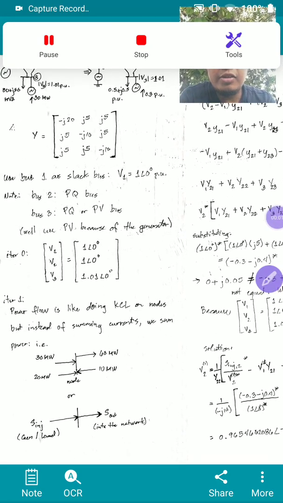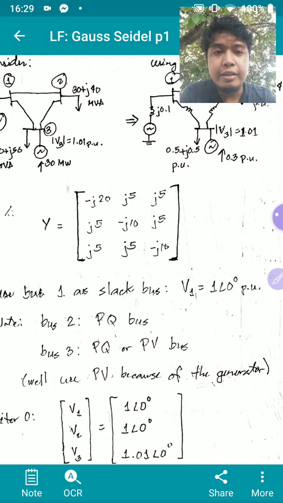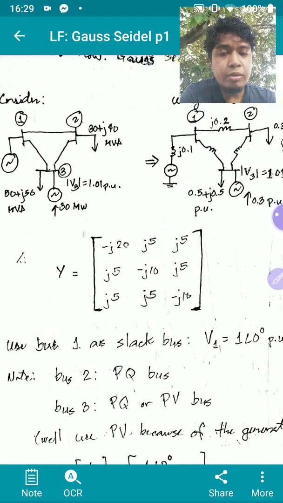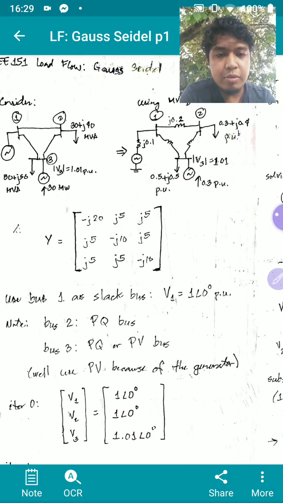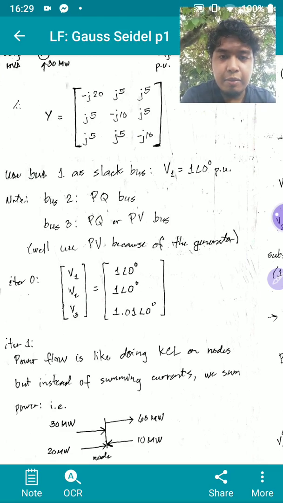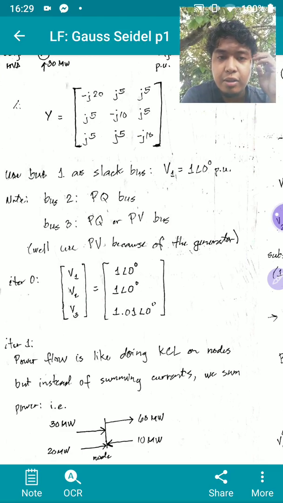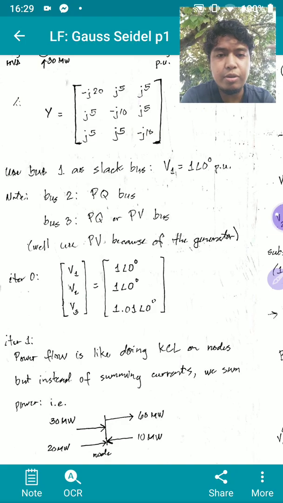Hello. So in my last video, I discussed how to orient you with this 3-bus example, how to do the admittance matrix, and how we are going to treat the buses, which one is the slack bus or the reference bus. So we choose bus 1, and then bus 2 is a PQ bus. Bus 3 can be a PQ or a PV, but we'll be using a PV bus.